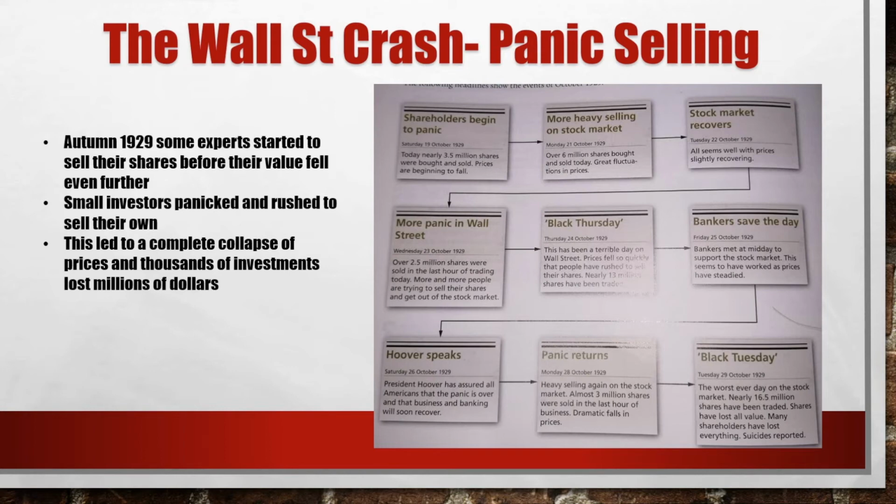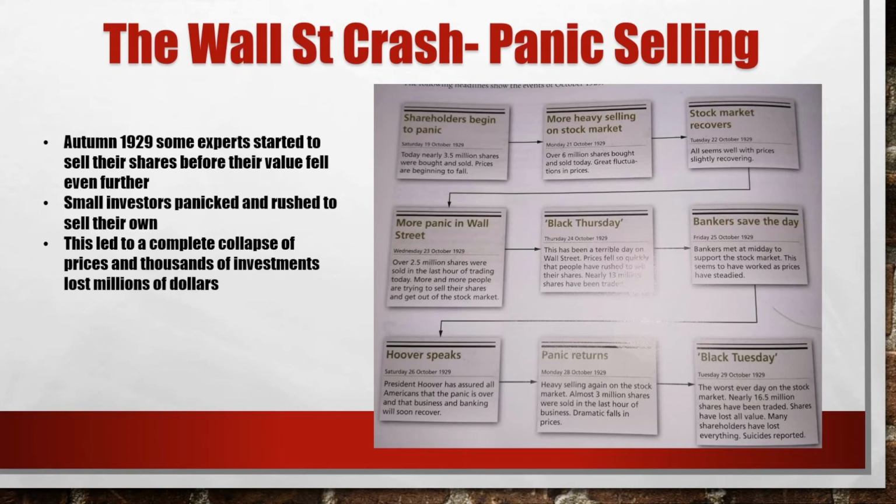It creates a complete and utter crash on Wall Street because everybody pulled their stocks out at the same time. Shareholders begin to panic then. So this is what we're looking at with regards to a timeline. Shareholders begin to panic on October the 19th, 1929. They start heavily selling their shares on the stock market. 6 million shares bought and sold on the 21st of October.